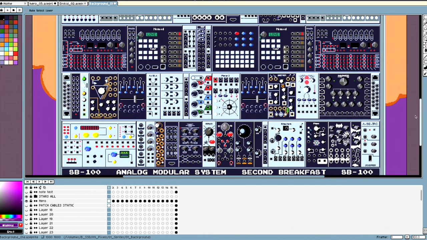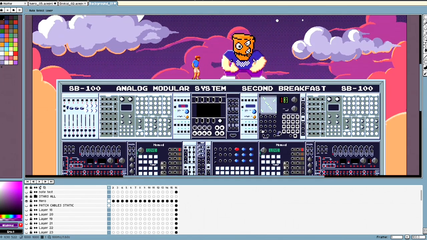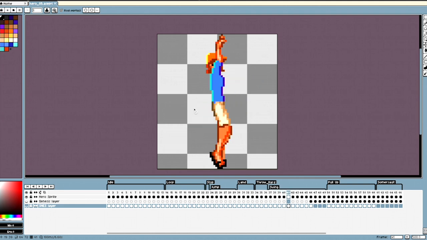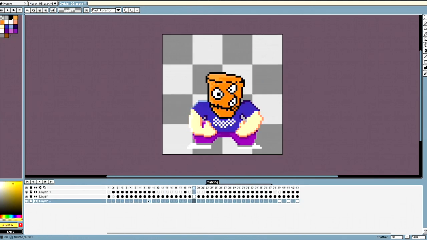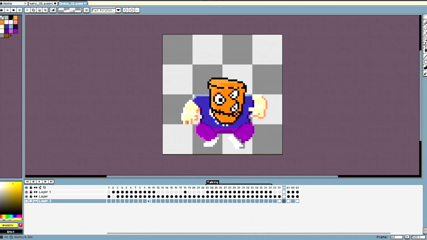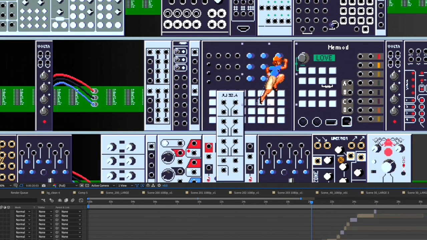Every module that you see in the background is based on the real modules in my case. The characters, called sprites in the gaming world, are all animated by hand the way sprites were animated for early game systems. Once all the assets were created, instead of putting them into a game engine, I brought them into After Effects to be composited and further animated, making up the various scenes of the film.